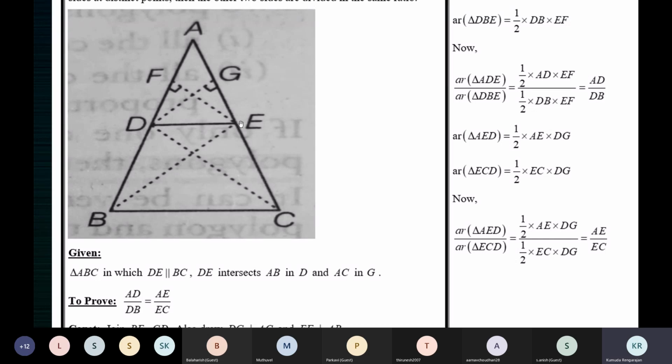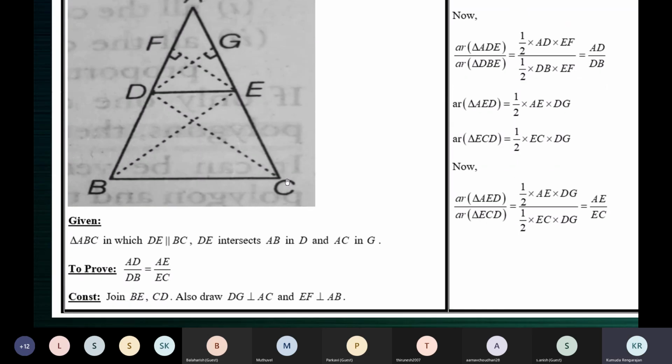See, children, when you join BE, we have a triangle AEB. E is one of the three vertices. EF is an altitude on the side AB of this triangle AEB. Similarly, when you join CD, you have a triangle ADC. From the vertex D, you drop a perpendicular on the opposite side, that is AC. So construction: join BE, join CD. Then from D, draw DG perpendicular to AC. From E, draw EF perpendicular to AB. This is the construction.